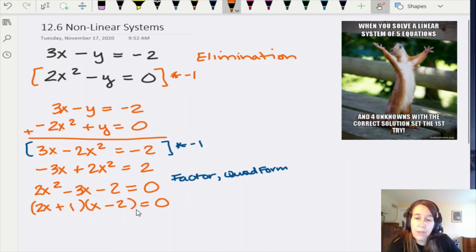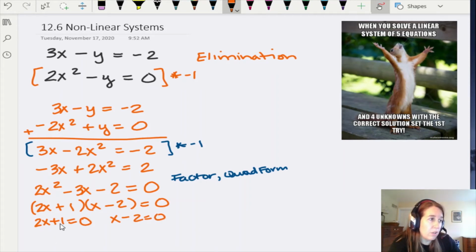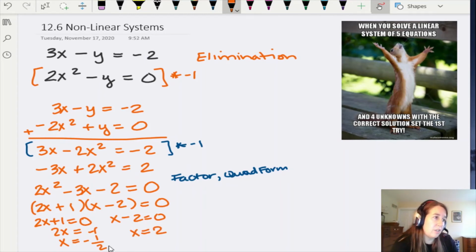All right, so now that we have the factors, we know that 2x plus 1 is equal to 0, or x minus 2 is equal to 0. So that makes 2x equal to negative 1, divided by 2, x is equal to negative 1/2. And then here x is equal to 2. Okay, so we have 2 x solutions.